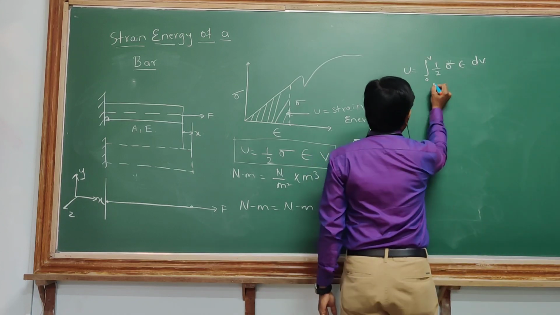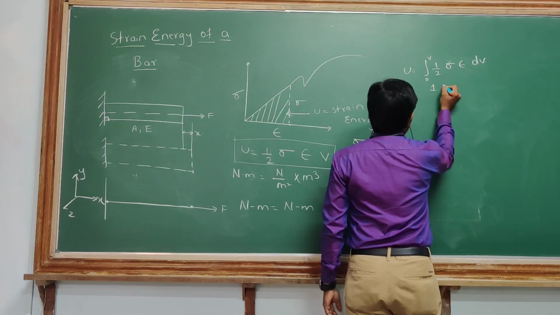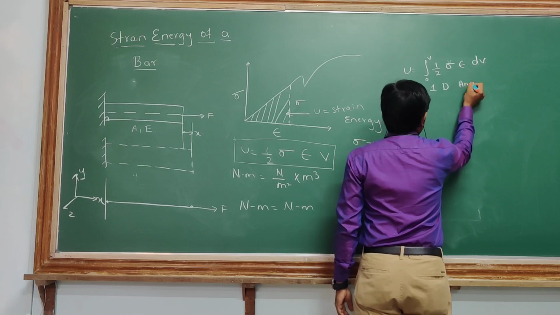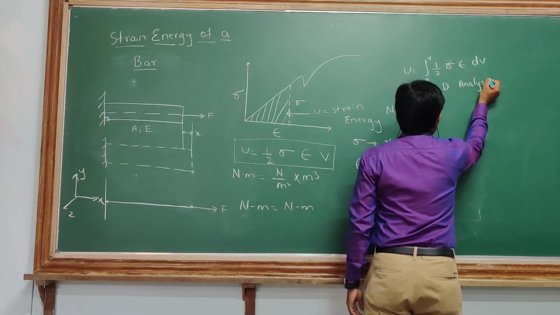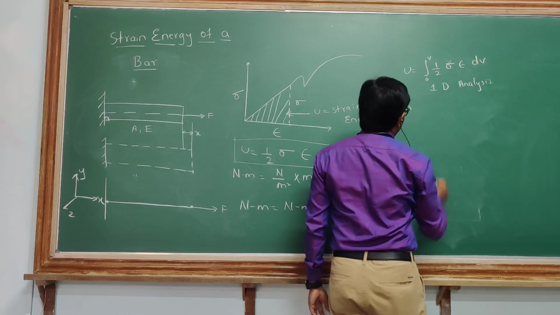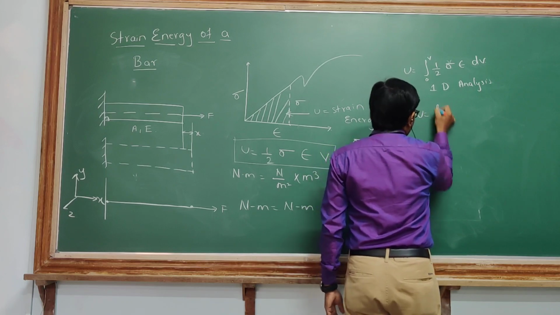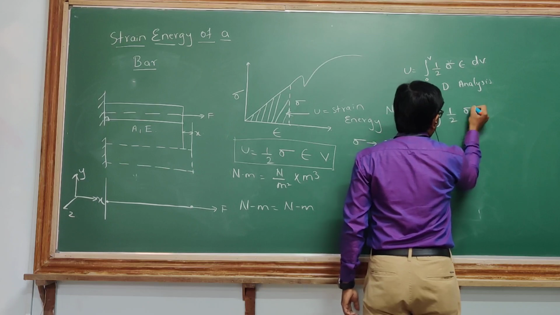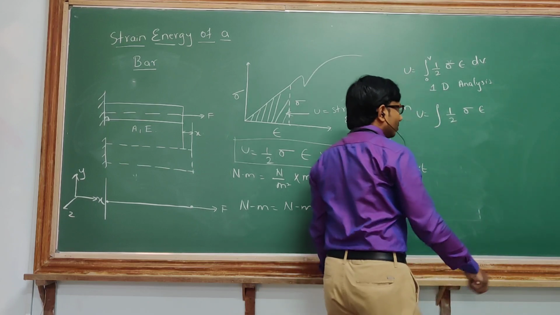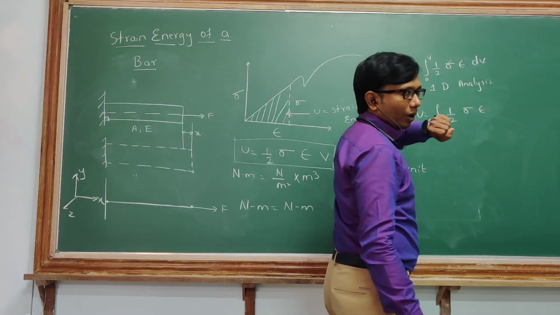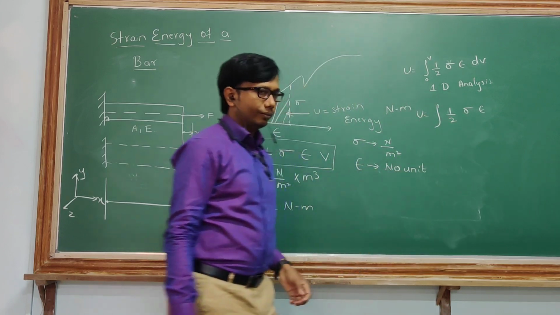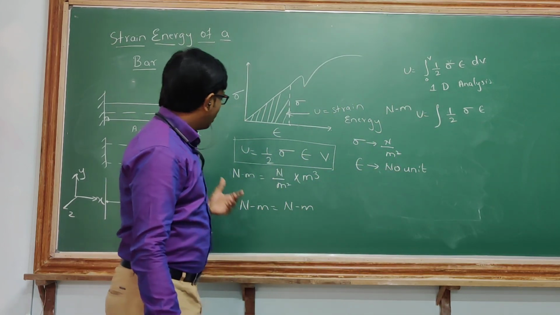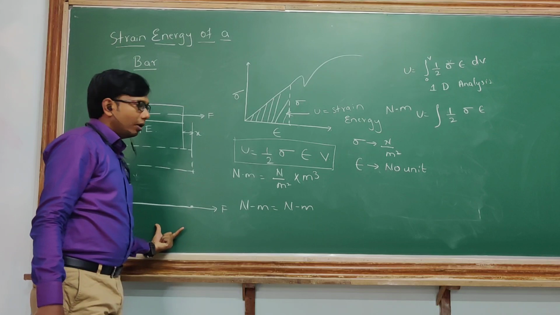If I want to do it for one dimensional analysis, I just convert this problem. So how can I convert? I will draw the integration, half sigma epsilon. I will write it as it is. Now the volume can be converted into area into length, because we are considering area to be constant here.